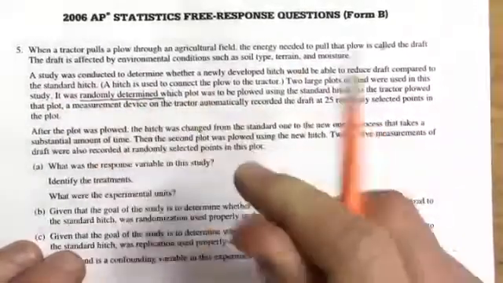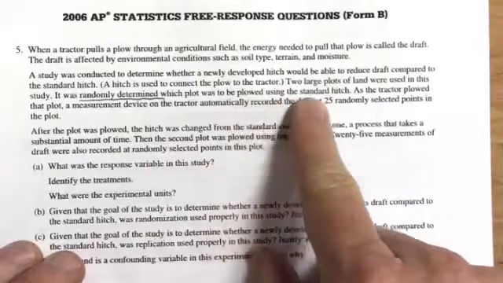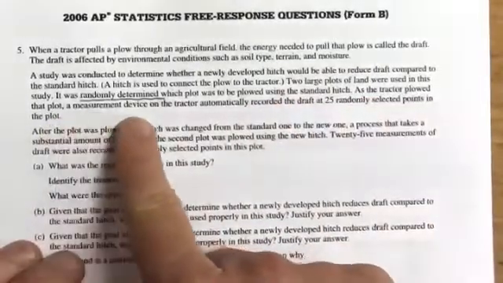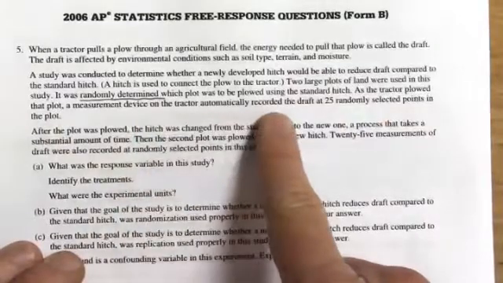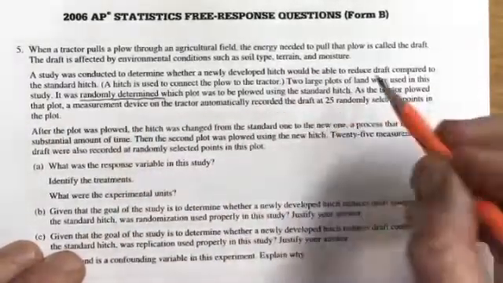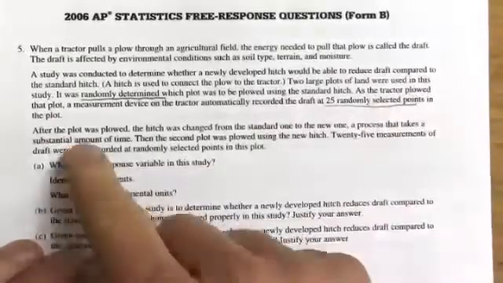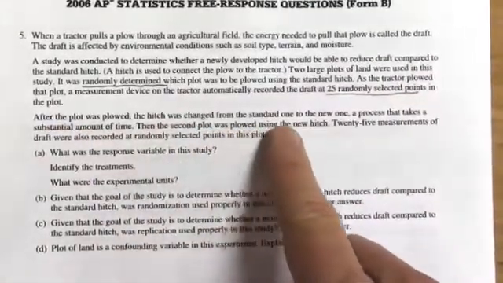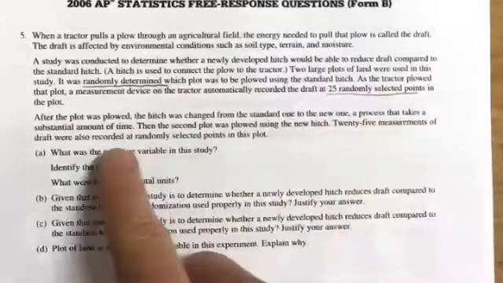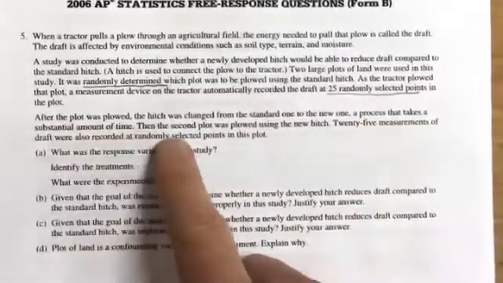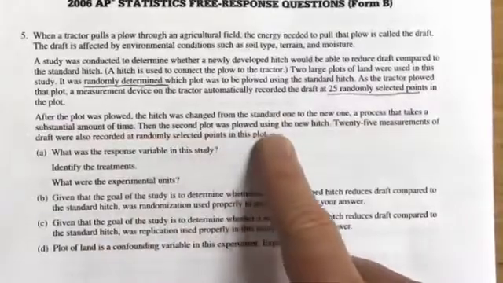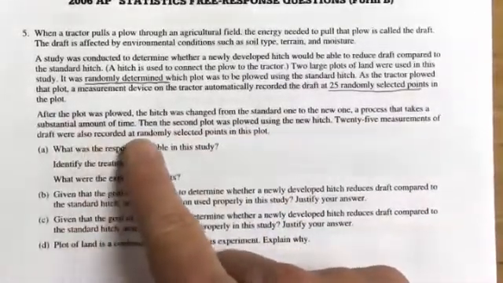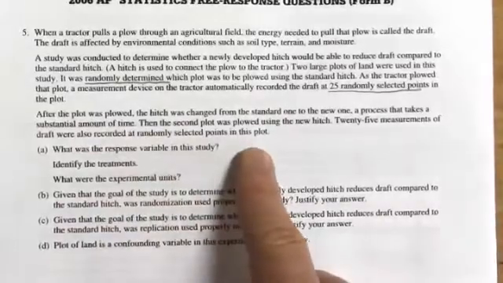which plot was to be plowed using the standard hitch. As the tractor plowed the plot, a measurement device on the tractor automatically recorded the draft in 25 randomly selected points in the plot. After the plot was plowed, the hitch was changed from the standard one to the new one, in a process that takes a substantial amount of time. Then the second plot was plowed using the new hitch. 25 measurements of the draft were also recorded at randomly selected points in the plot.